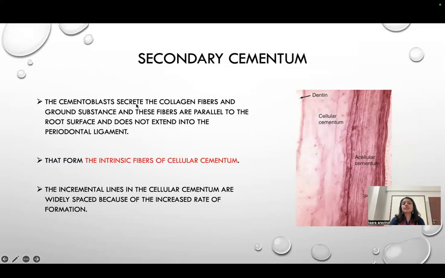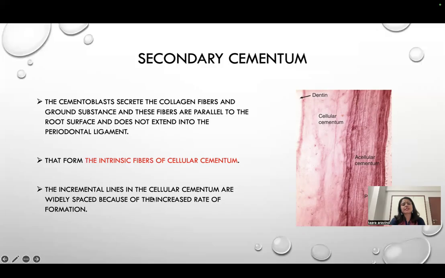So the cementoblasts secrete the collagen fibers and the ground substance. And as the cementoblasts secrete these fibers, you call them intrinsic fibers. They run parallel to the root surface and don't extend into the periodontal ligament. At this stage, you call such type of secondary cementum intrinsic cellular cementum because it has entrapped cementocytes and also contains collagen fibers that are secreted by the cementoblast. So this type of secondary cementum, you call it cellular intrinsic cementum.